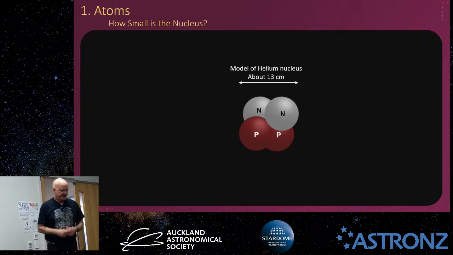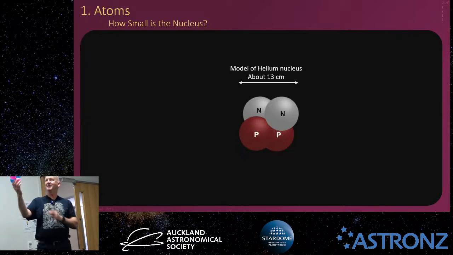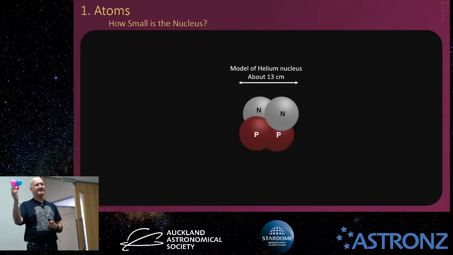And to give a good idea of the size of the nucleus, probably a model is a good way to look at it. So this is a model of a helium nucleus with our 2 protons and 2 neutrons. It's about 13 centimetres across. Now, if we could blow the atom up so that the nucleus was this size, the helium atom itself would be 10 kilometres across. So it would be 5 kilometres in each direction.